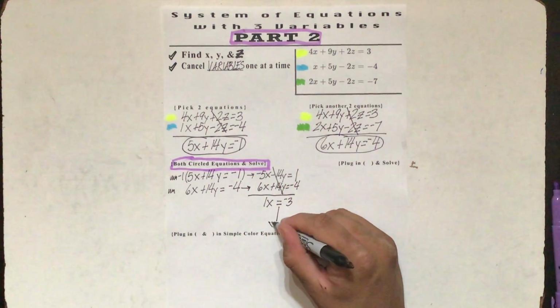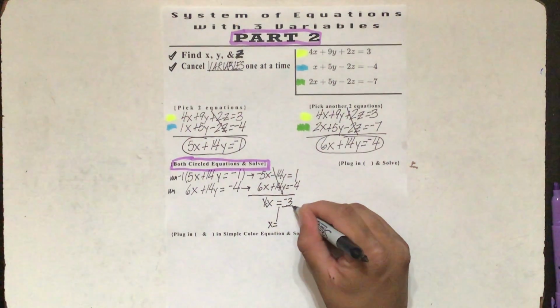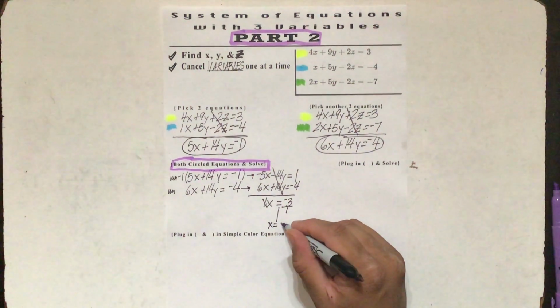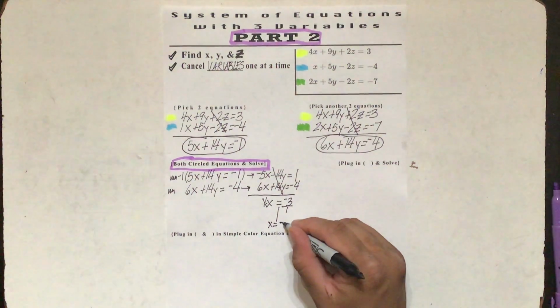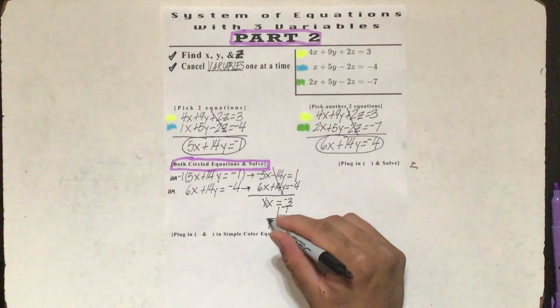So my goal here is to solve for x. This is 1 times x, so I cross it out and I divide on this side. Negative 3 divided by 1. A negative divided by a positive is a negative. 3 divided by 1 is 3.